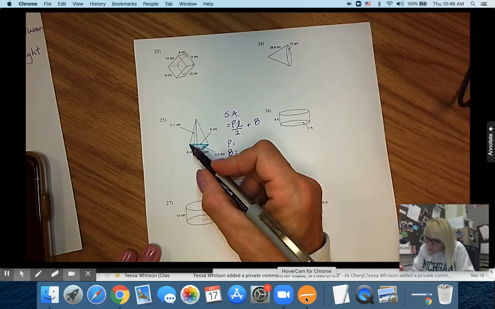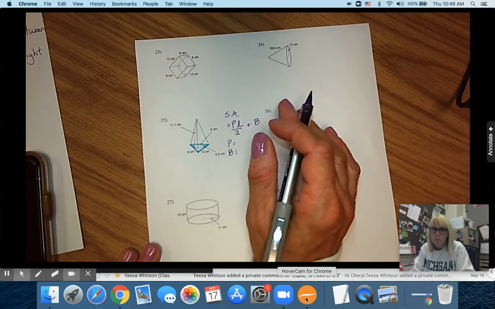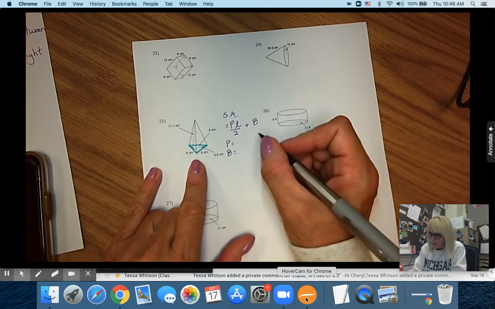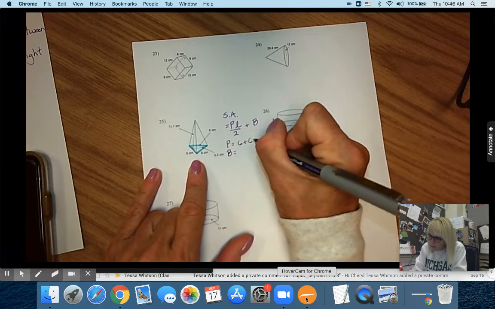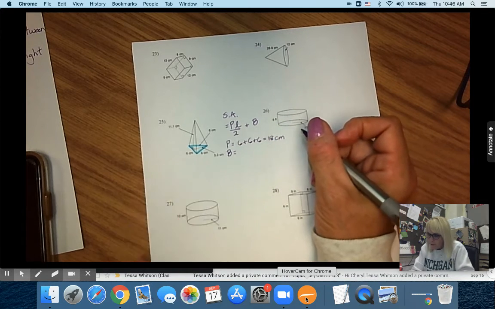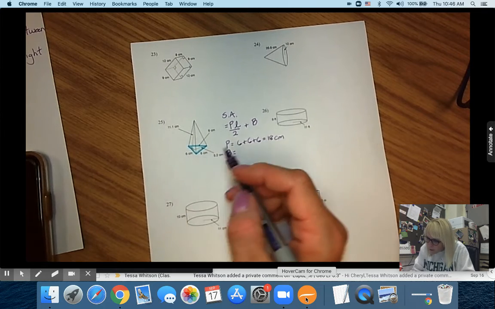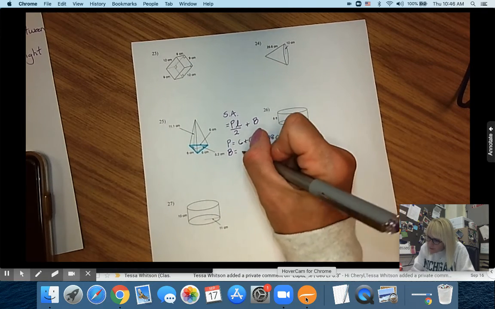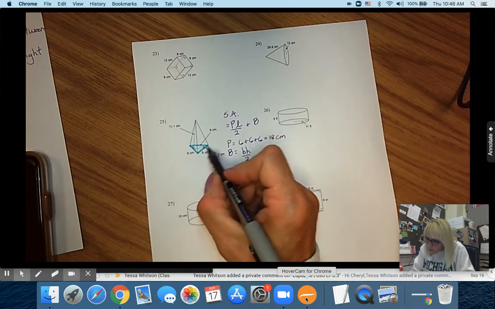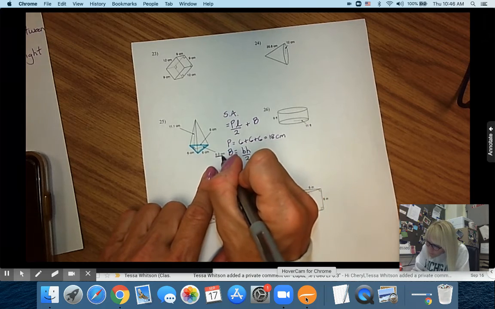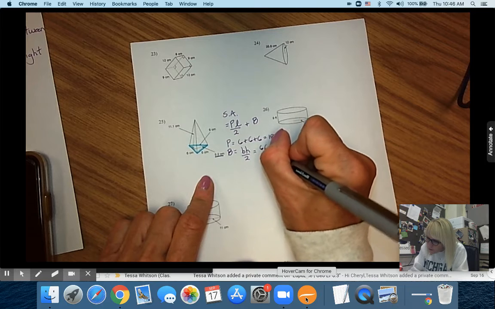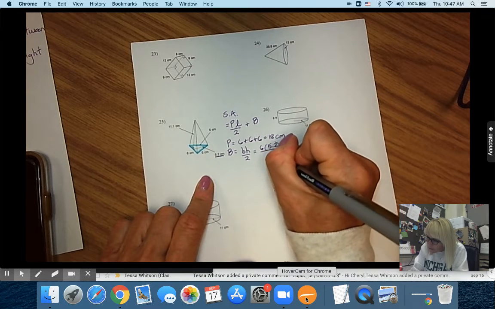Okay, perimeter. This is a regular pyramid, remember we said all the pyramids we are doing will be regular, so the bases will all have the same side lengths. So the perimeter of this base is 6 plus 6 plus 6 equals 18 centimeters. The area of this base is a little trickier because remember this is a triangle, so the area is base times height divided by 2. The height of this blue triangle is 5.2. The base of this blue triangle is 6. So 6 times 5.2 divided by 2.